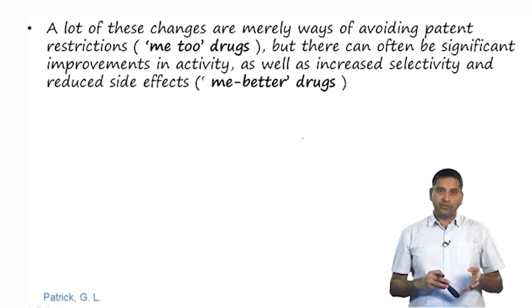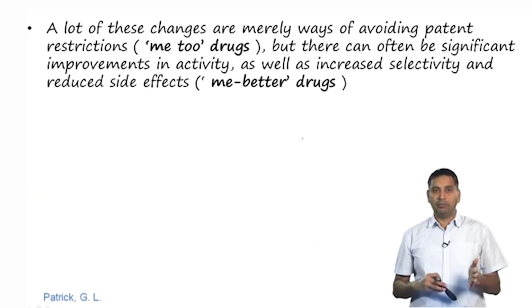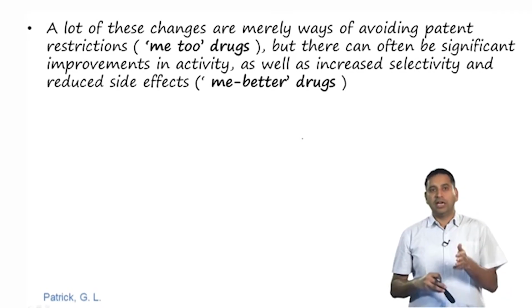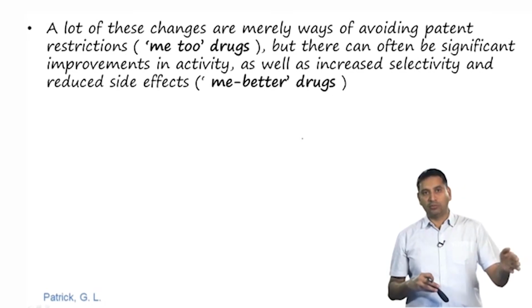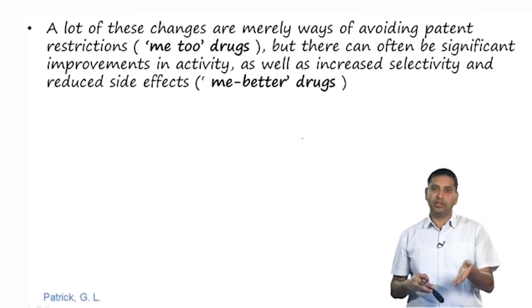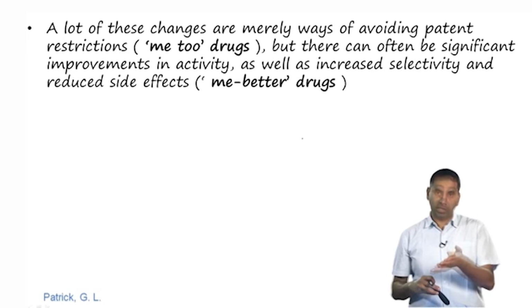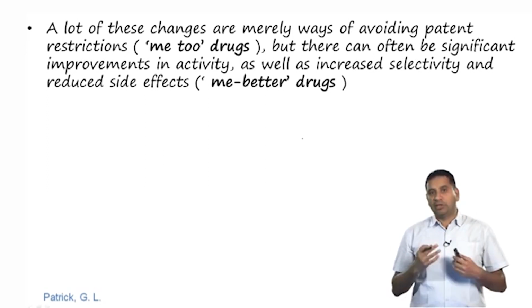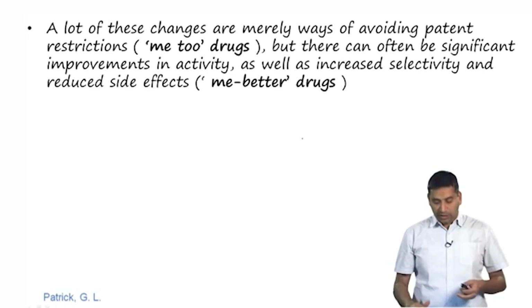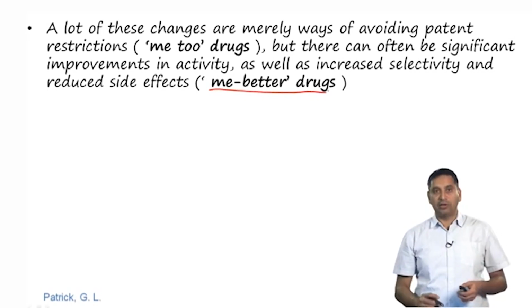So a lot of these changes have been carried out in order to avoid patent restrictions. So keep in mind that patent protection is available for most new drugs, and in order for other companies to overcome this, they try to make significant changes to the ring or to a particular area of the molecule so that they will be able to avoid the patent restriction. But some of them do indeed result in significant improvements in activity, and these are termed me-better drugs.